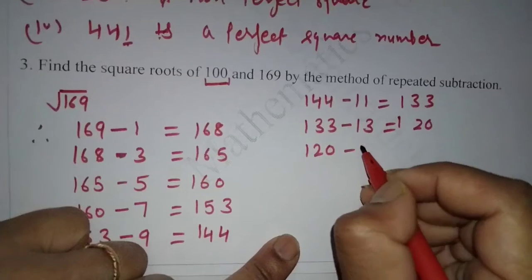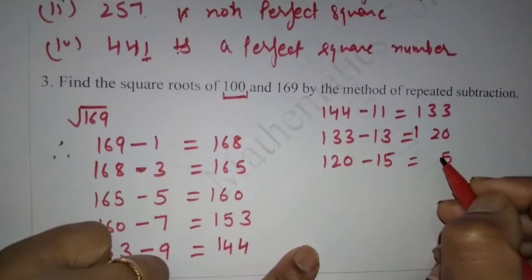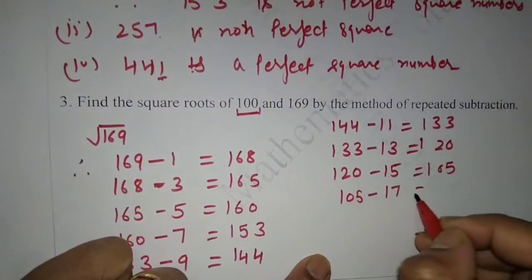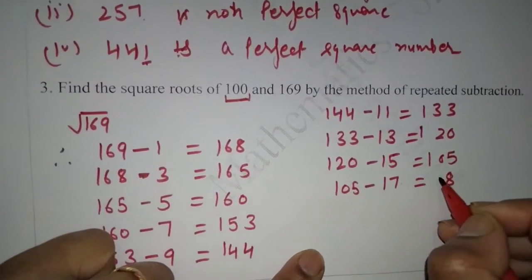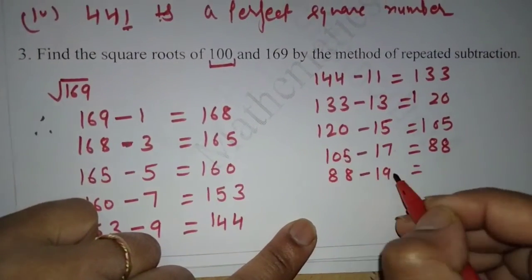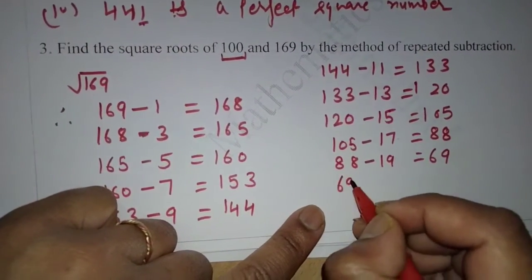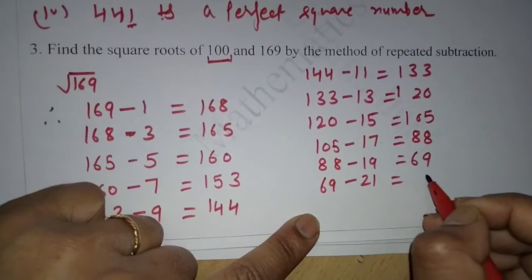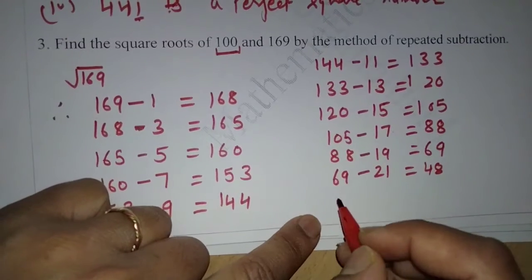120, the next odd number is 15, so 105. 105 minus 17, 88. 88 minus 19, 69. 69 minus 21, 48.